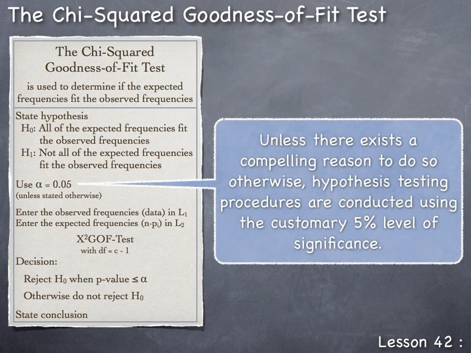Now, unless there exists a compelling reason to do so otherwise, hypothesis testing procedures are conducted using the customary 5% level of significance, that is, an alpha equal to 0.05.